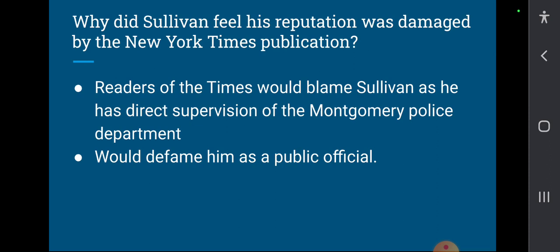Why did Sullivan feel his reputation was damaged by the New York Times publication? Sullivan, as the city commissioner, claimed that the readers of the Times would blame Sullivan as he had direct supervision of the Montgomery Police Department. He claimed that it would defame him as a public official.